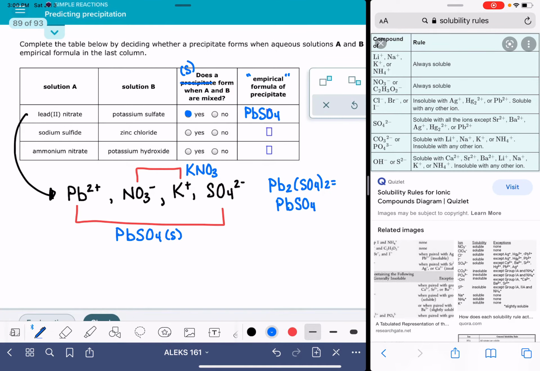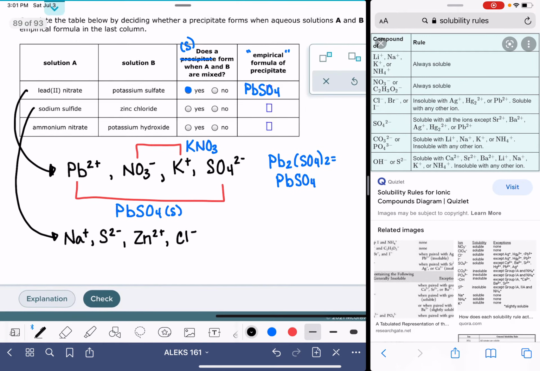Let's practice this again with the next problem. So looking at this one right here, again, we want to write the formulas of these ions. Sodium ion is Na+. Be careful, that anion is sulfide. That's not a polyatomic ion, that's the S2- ion. Then we have zinc chloride. The zinc ion is Zn2+, and chloride is Cl-.